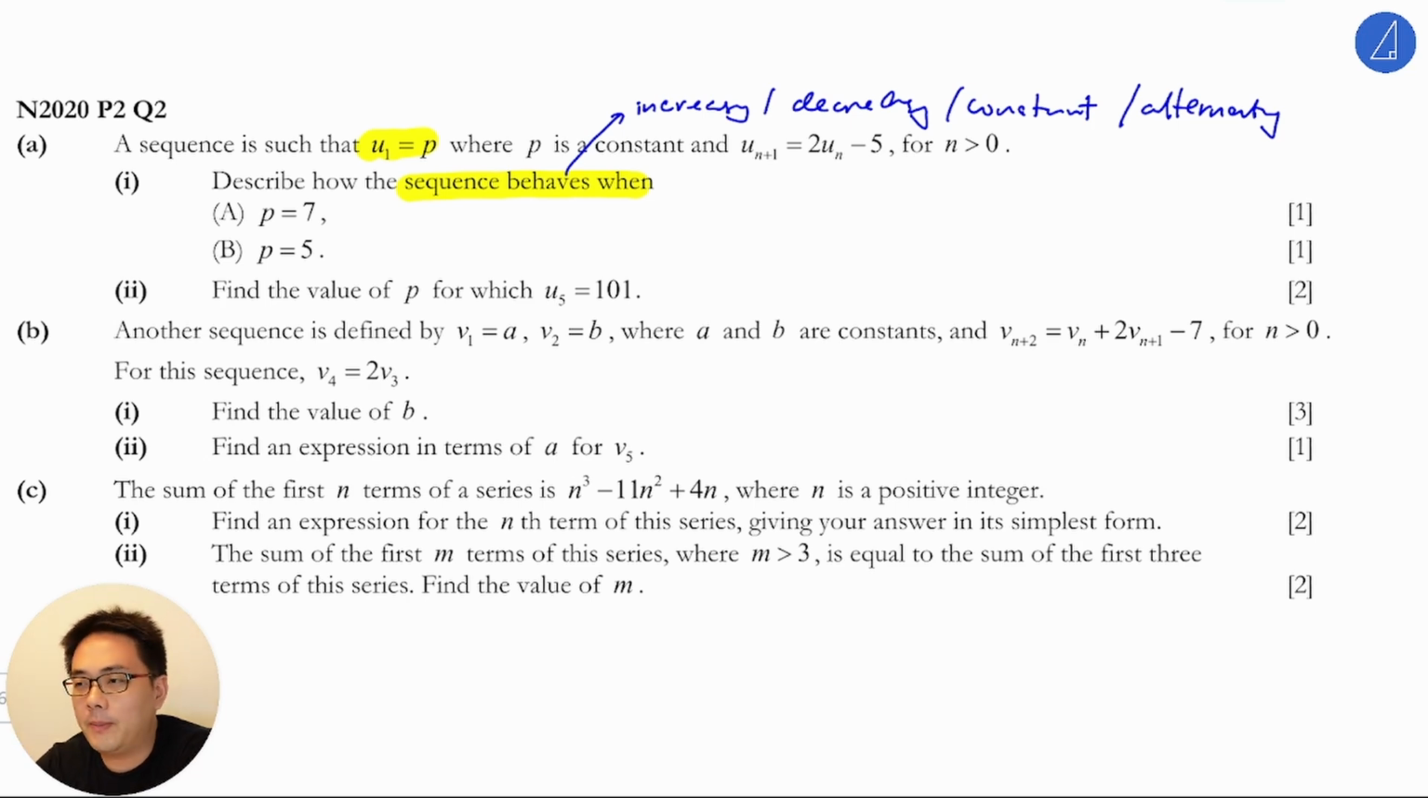You remember the mock paper that we have, right? The alternating sequence is the same thing. So describe the behavior. P is the first term.